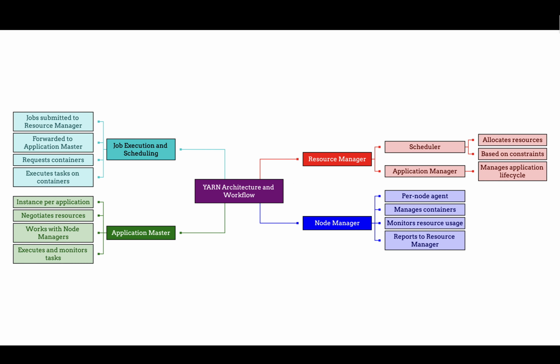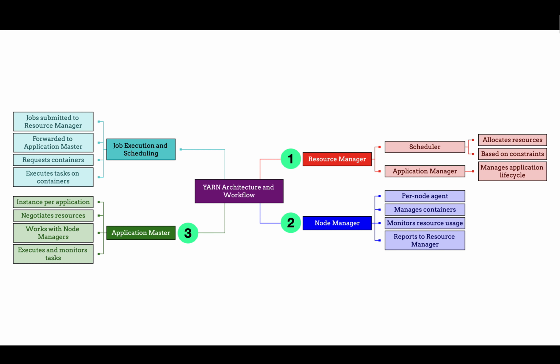YARN architecture and workflow. 1. Resource Manager. The Resource Manager has two main components: the scheduler, which allocates resources based on constraints like capacity, queues, etc., and the Application Manager, which manages the lifecycle of applications. 2. Node Manager. The Node Manager is a per-node agent responsible for containers, monitoring their resource usage, CPU, memory, disk, network, and reporting the same to the Resource Manager.